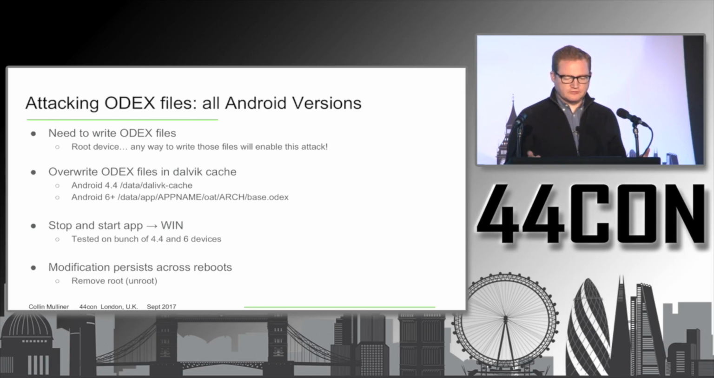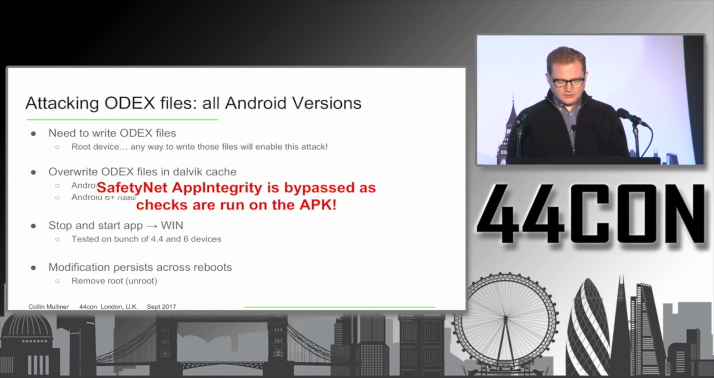Of course, you have to have a rooted device. So you overwrite the ODEX file, then stop the application, and you win. And on some devices, you could then remove the root, so you unroot the device, for example on the Nexus 7 I can delete su and so on, and the application will be modified and it's persistent. You can reboot the device, restart, stop the application. As long as you don't touch the APK, that code will not be touched again. And with this, you completely bypass the APK integrity check.